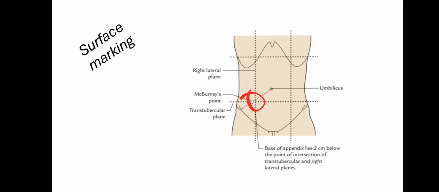McBurney's point is at the junction of the medial two-thirds and lateral one-third of the spino-umbilical line. Yes or not? It is at the junction of the medial two-thirds and lateral one-third of the spino-umbilical line.